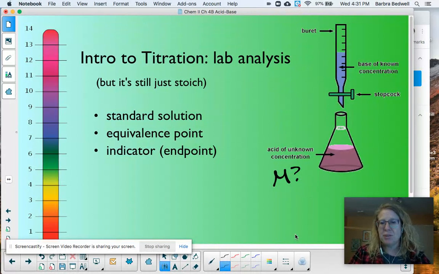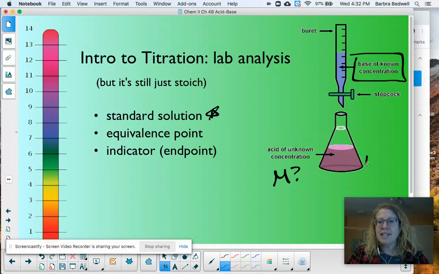That's what we're trying to determine, or something along those lines. So what we do is, up here, see how this is base of known concentration. That's our standard solution. The one down here is our unknown. Usually this is the acid, usually. We can reverse those. We could have a known acid up in the burette, and we can have an unknown base down in the flask.